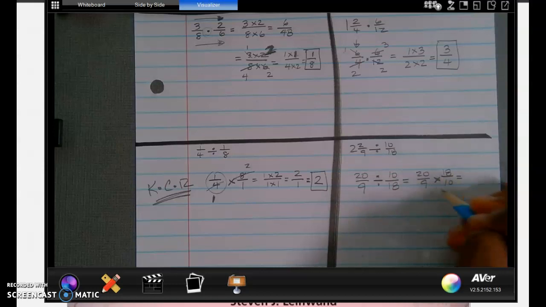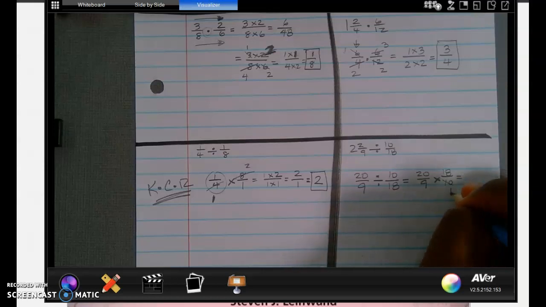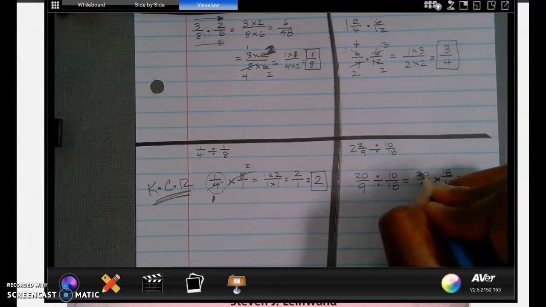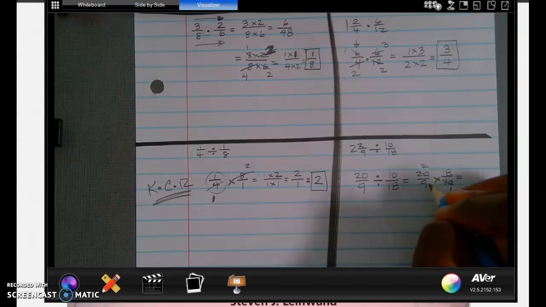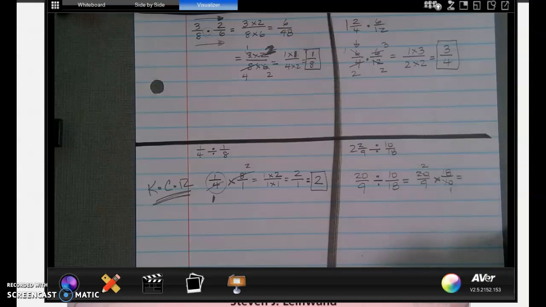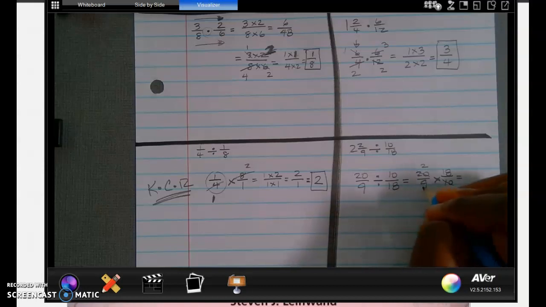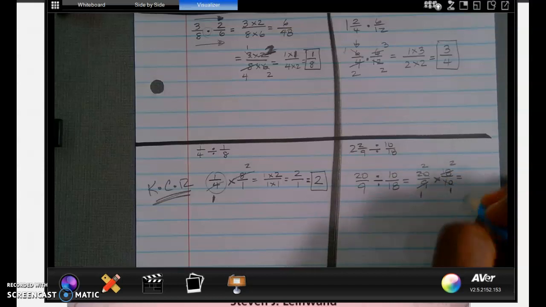Now I see that there are common factors. Greatest common factor between 20 and 10. You guessed it, 10. 10 divided by 10, 1. 20 divided by 10 is 2. Greatest common factors between 9 and 18. It's 9. 18 divided by 9, 2. 9 divided by 9, 1.